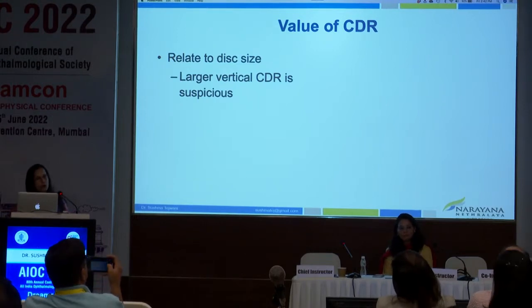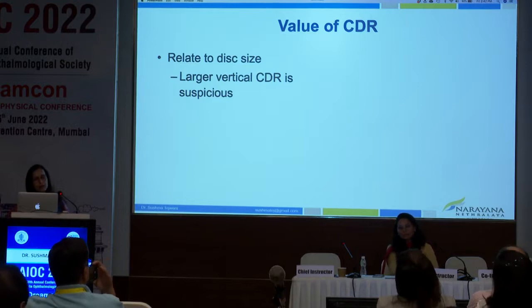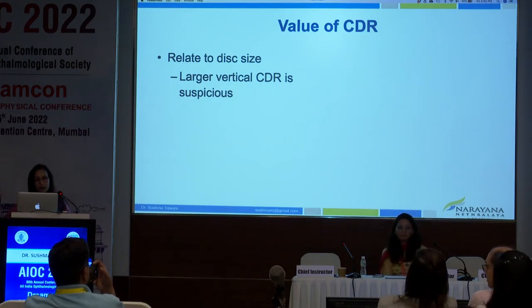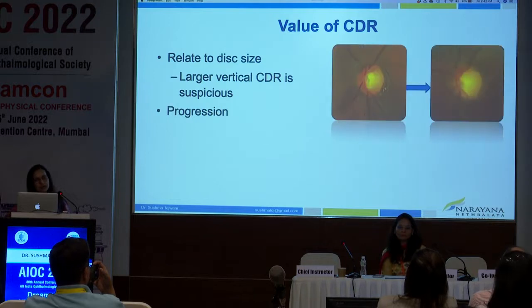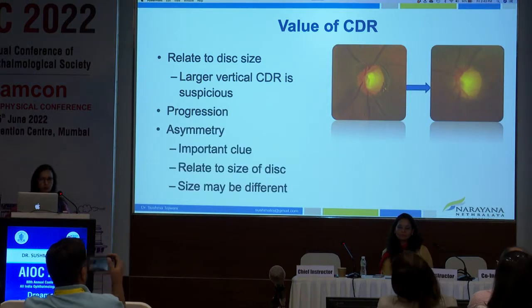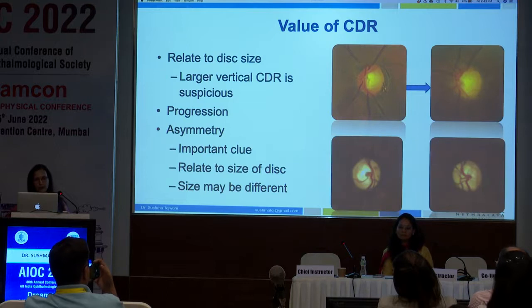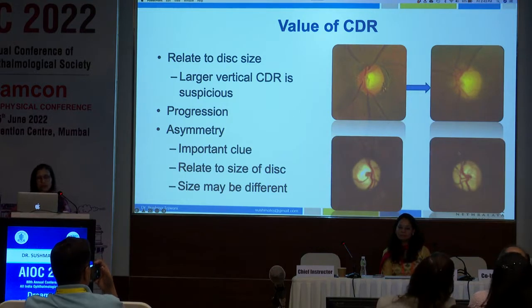More importantly, over a period of time, when you see a higher CD ratio, that suggests progression. If you see asymmetry between the two eyes, that gives you an important clue. And in general, a high CD ratio gives you a suspicion of glaucoma so that you can evaluate more carefully. So this is the progression. The upper one is the progression over a period of time, and the lower one is the right and left asymmetry.